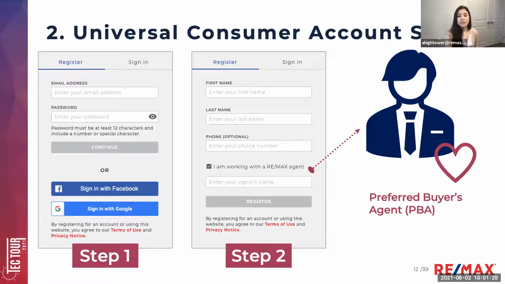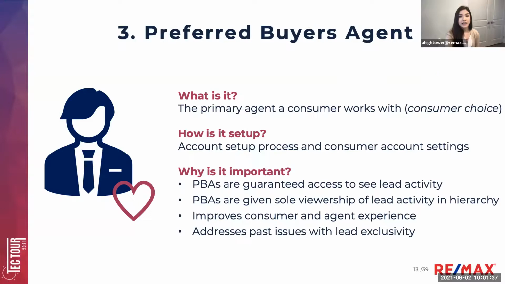During the account setup, users also have the opportunity to establish a preferred buyer's agent, or PBA. A PBA is the consumer's primary agent. As a PBA, you will have access to a lot more lead information, and you'll be able to see what type of activity they have. You'll have guaranteed access to see lead activity within your hierarchy. You'll be able to receive notifications when consumers perform lead generating activity within the state that you're licensed. Consumers can set this up from the account registration screen or within their consumer account settings.